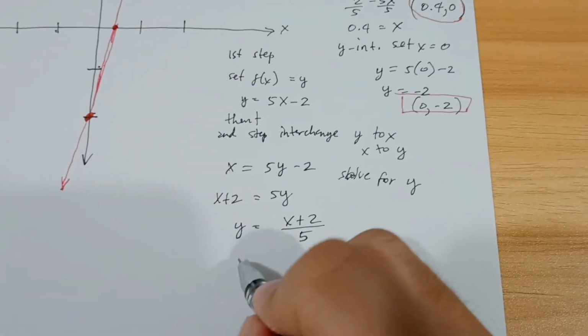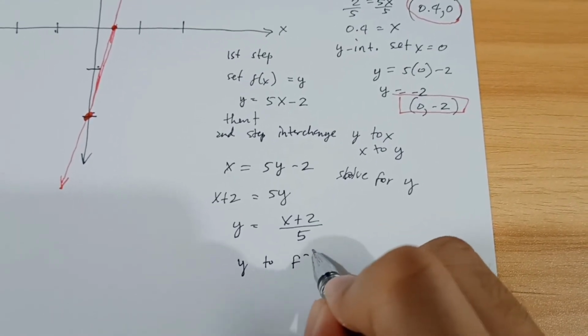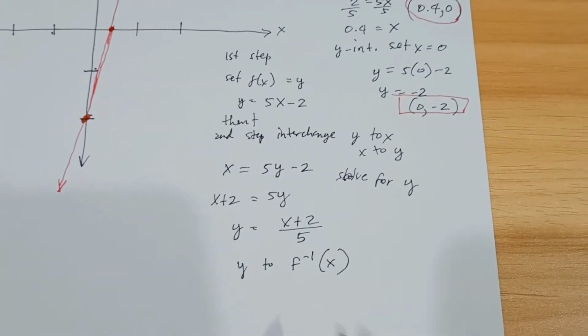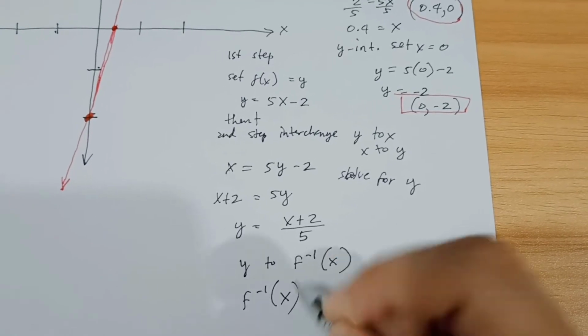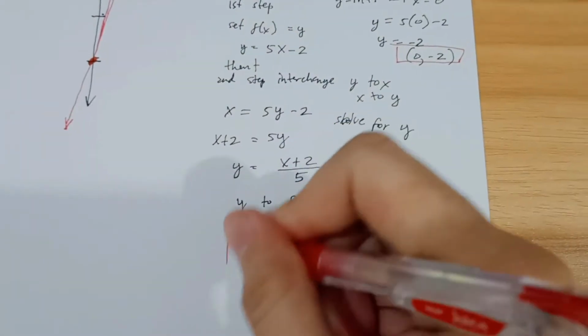Then finally, yung y natin, set natin yung y to inverse function. Ganyan siya. F negative 1. So inverse function to. Kaya magiging inverse function natin ay x plus 2 over 5. So ito na yung inverse function natin.